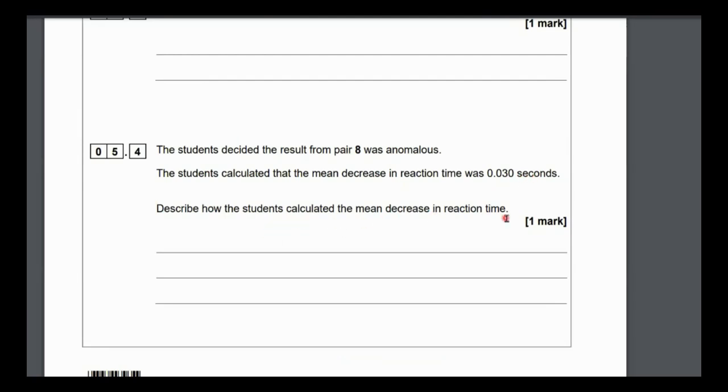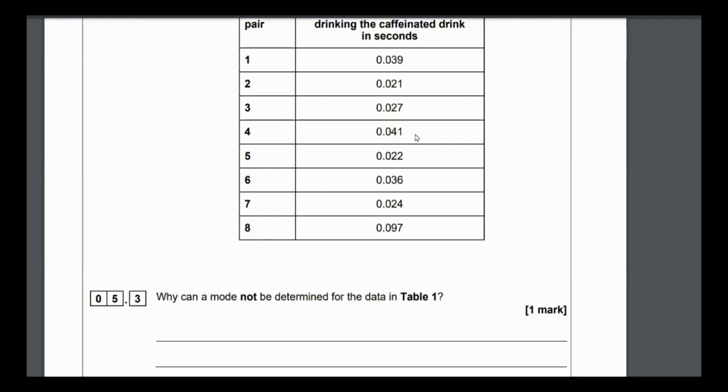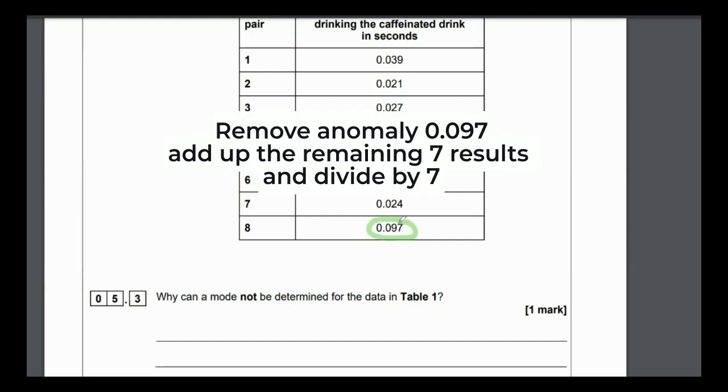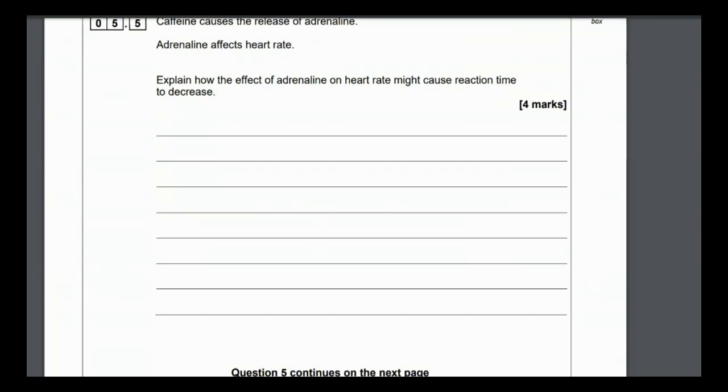5.4. The students decided the result from pair 8 was anomalous. The students calculated the mean. Look at this pair 8. They calculated a mean. Now explain how they then calculated their mean to get a reaction time of 0.030 seconds. Okay, so the correct method to do here when you spot an anomaly is to remove the anomaly, that's the 0.097 for pair 8, add up the remaining 7 results and divide by 7.